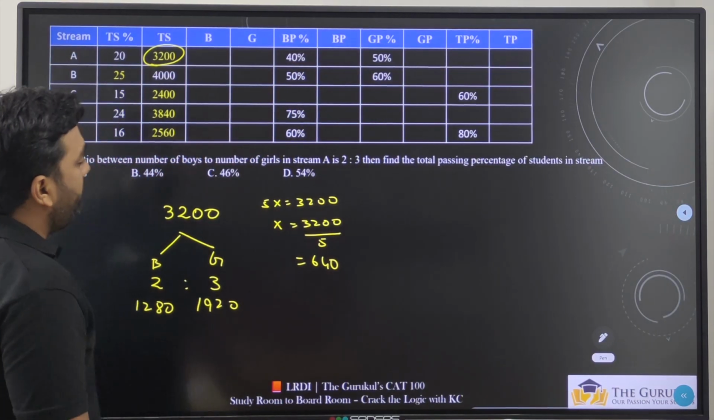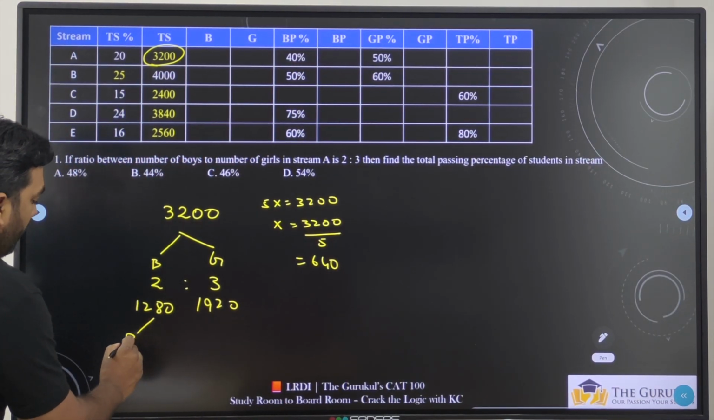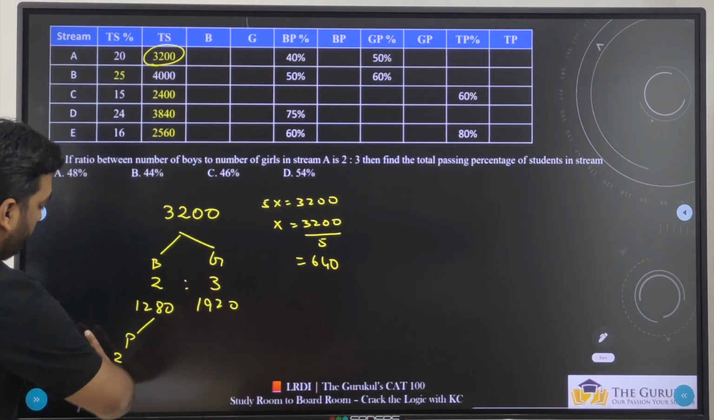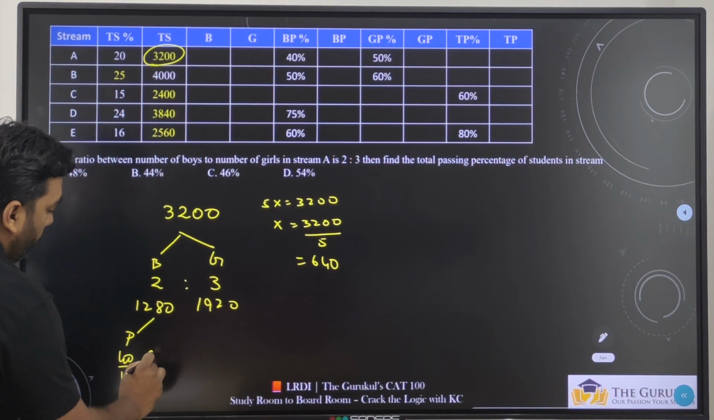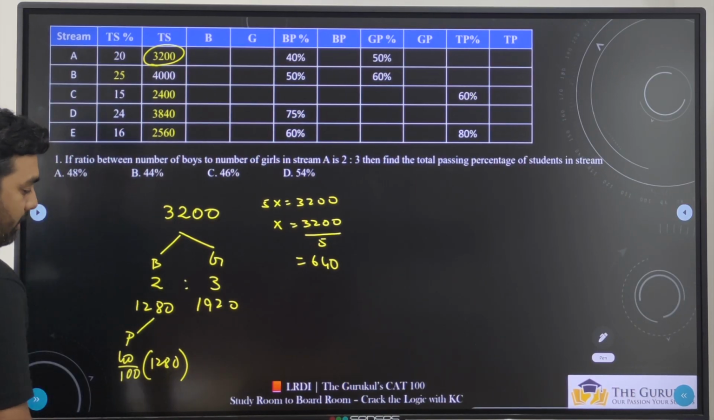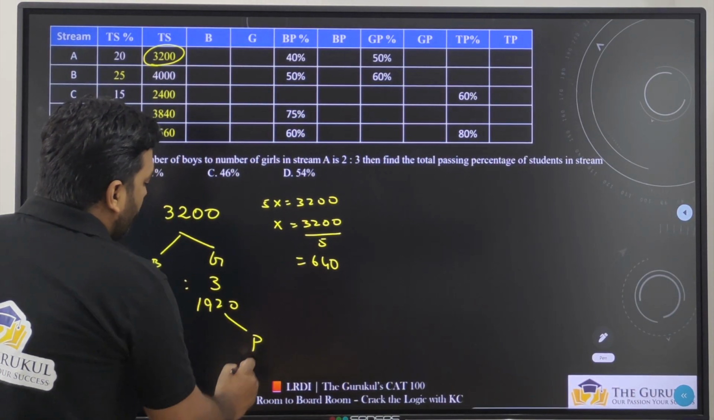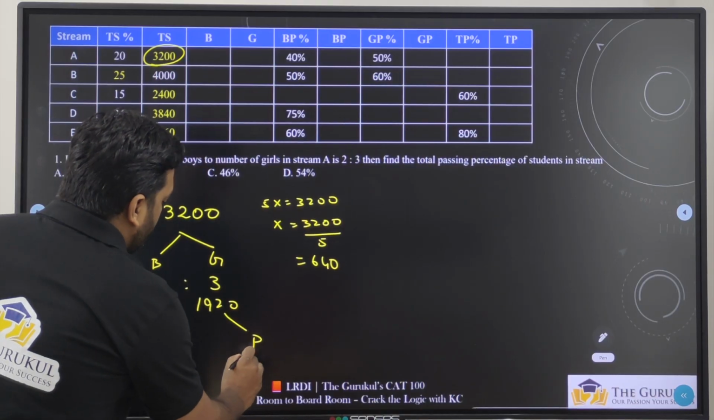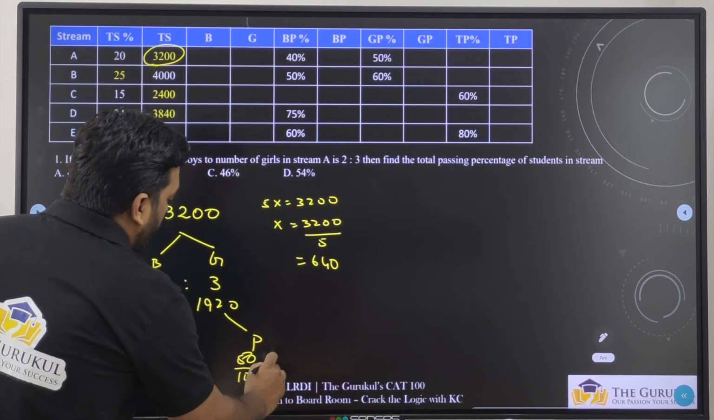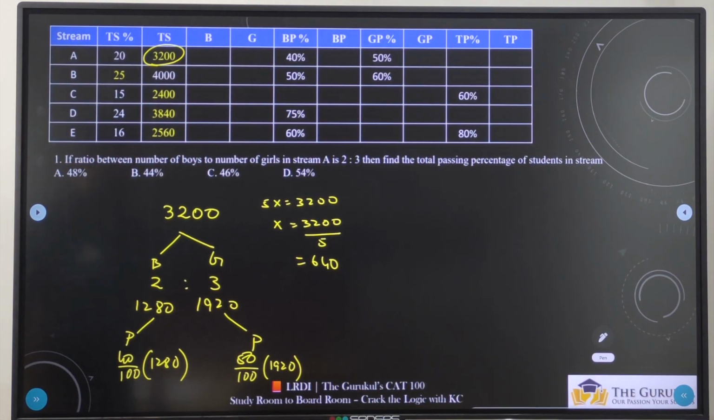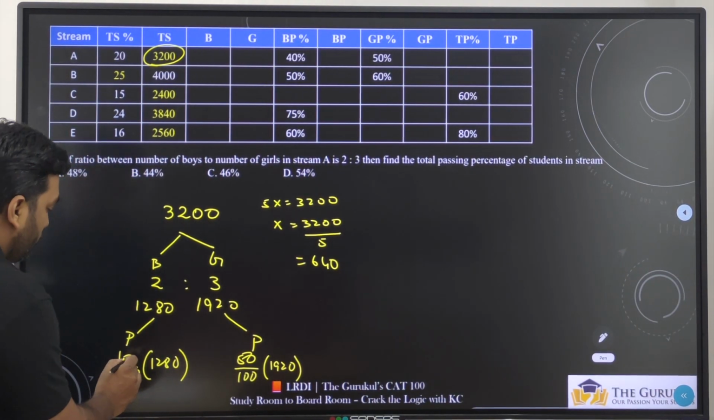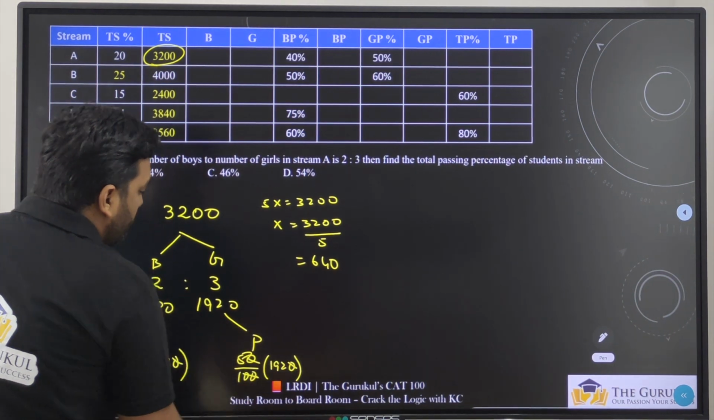Next, what is happening? 40% of boys and 50% of girls passed. So passing will be equal to 40% of 1280, they passed the exam. And girls passing is 50% of 1920. These people passed the exam. Next, this 2 and this 2 get cancelled, this 2 and this 2 get cancelled.